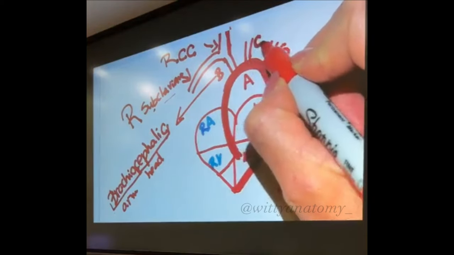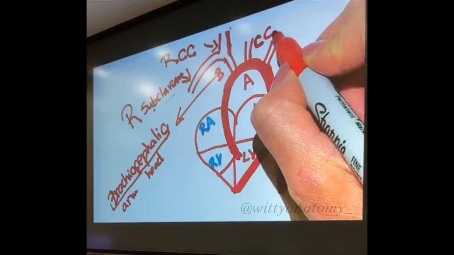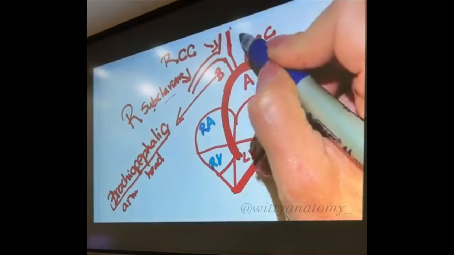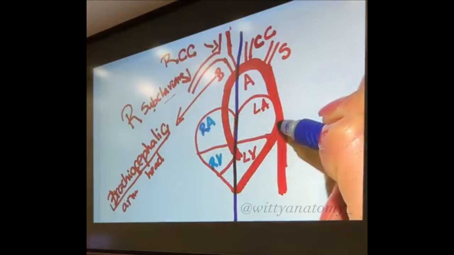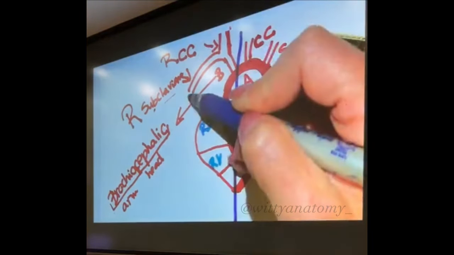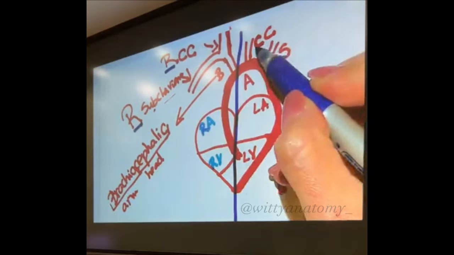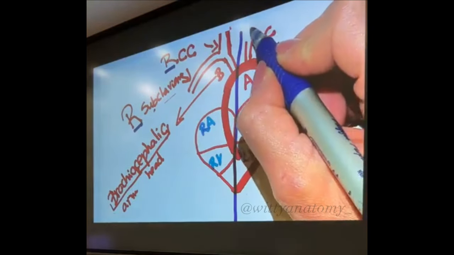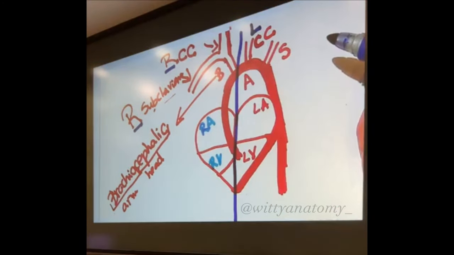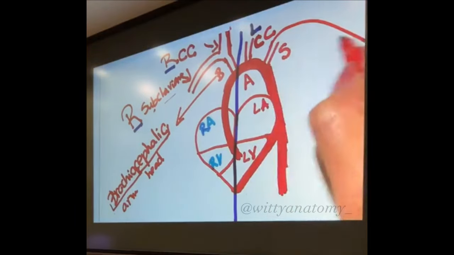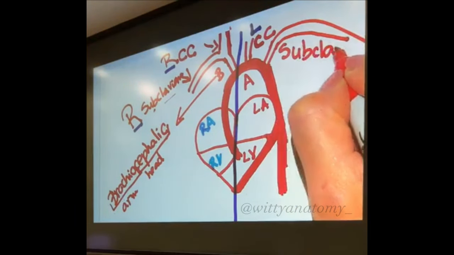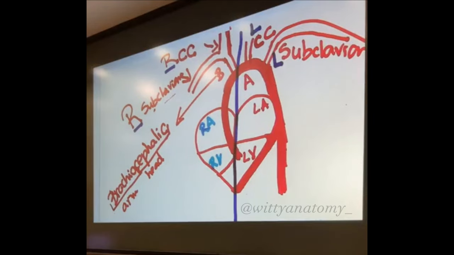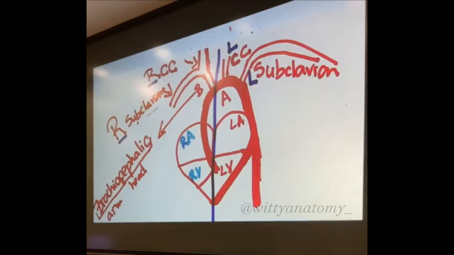Now, the C right here is for common carotid artery, but remember, right here we have the line separating the right and left sides of our heart. So if these are close to the right side, these are the right ones. And if these are closer to the left, these will be the left ones. So the second branch of the aortic arch is specifically the left common carotid artery. And after that, we have the one that will go to my arm and passes underneath the clavicle. So this will be the subclavian. On the left side, this is the left subclavian artery. Are we good?